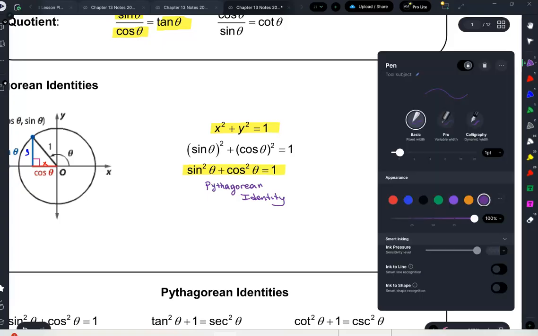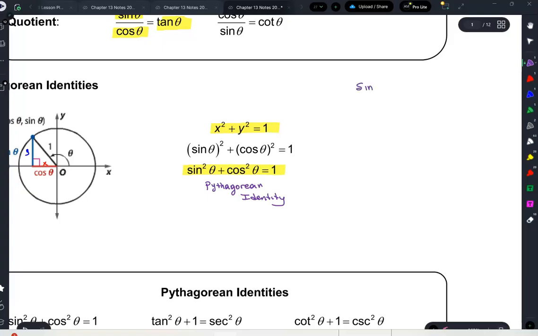If you want to say sine theta squared. Here's what I found. Oh, what did you find? Oh, okay.